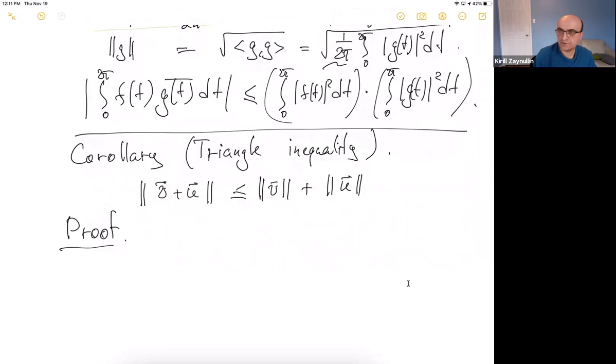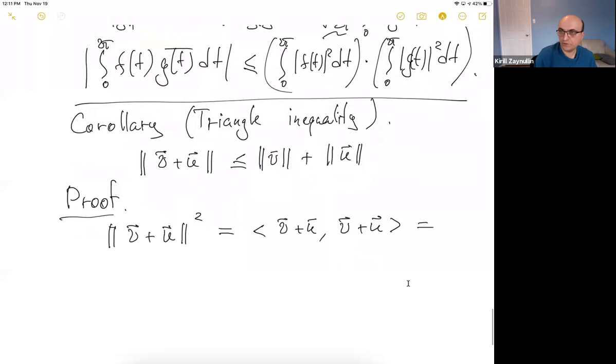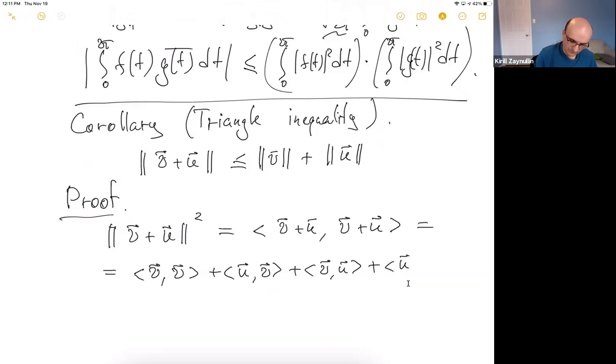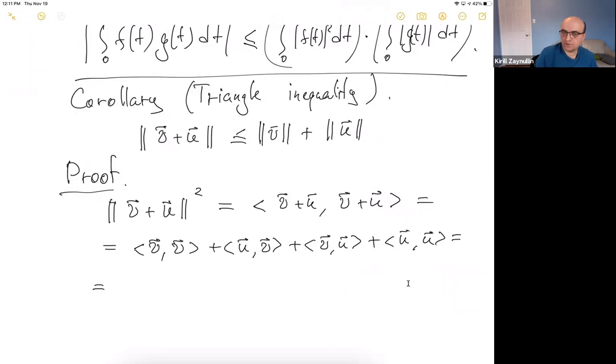Well, to prove this, we again use a definition. Let's just look at the square of the length of the sum. By the very definition, this is just your inner product applied to the sum. And then we can again expand it. It's the same trick, just expand it. So we get V comma V plus U comma V plus V comma U plus U comma U. Just use the properties of the Hermitian form or symmetric bilinear form.